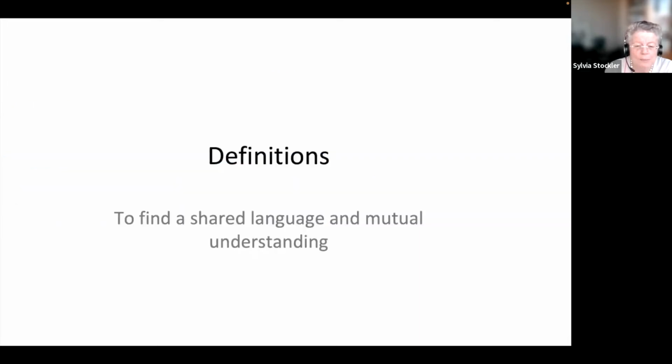So the main part of this talk will be about definitions, because we need to find a shared language for a mutual understanding. So we all need to know, what do we mean when we speak about outcomes and core outcome sets? So let me talk a little bit about that.